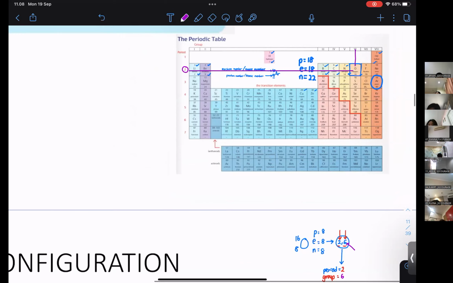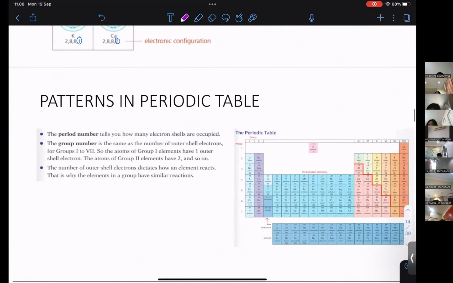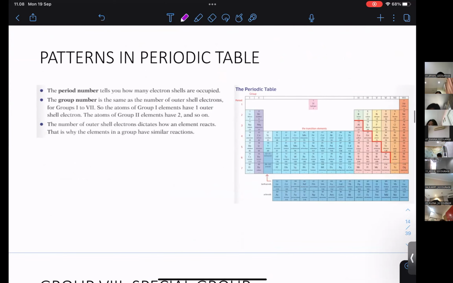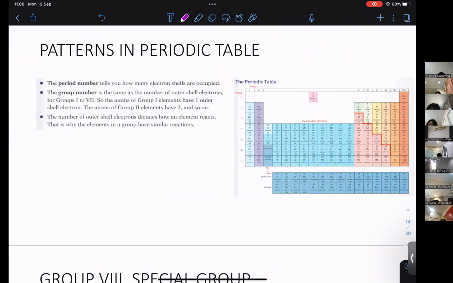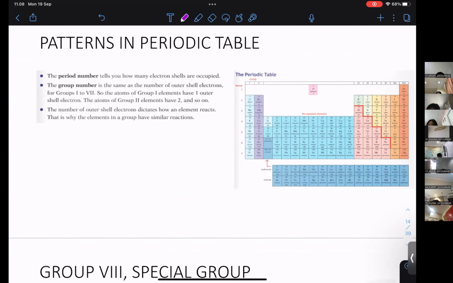Now I will just move on. If you look at the patterns in the periodic table, the period number shows how many electron shells, like what we have done just now. The group number is the same as the number of outer shell electrons, which I call valence electrons. Atoms of group 1 have one outer shell electron, group 2 has 2, 3, and so on.